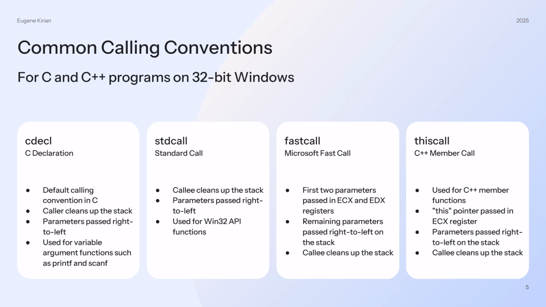The fast call calling convention is designed for performance. The first two parameters are passed in the ECX and EDX registers, while the remaining parameters are passed on the stack from right to left. The callee is responsible for cleaning up the stack. Finally, there is this call calling convention, which is used for C++ member functions. In this convention, the this pointer is passed in the ECX register, and parameters are passed on the stack from right to left. Again, the callee is responsible for cleaning up the stack.